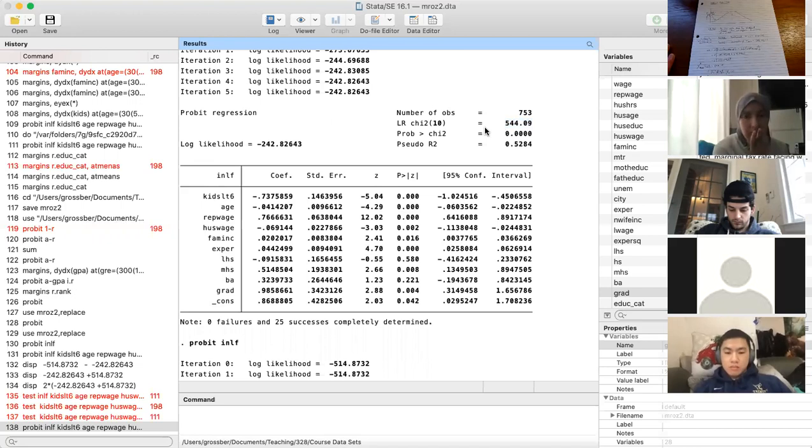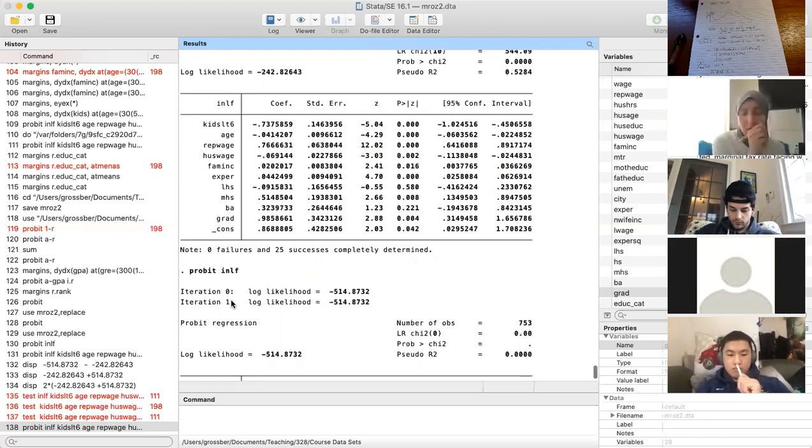Now, there are other things we could do with the likelihood ratio test. Just like with the F test, you can do a test on a subset of coefficients. You could do that here as well. Suppose we want to know whether, taken together, all the education independent variables explain a significant amount of the variation in that decision of whether or not to work.